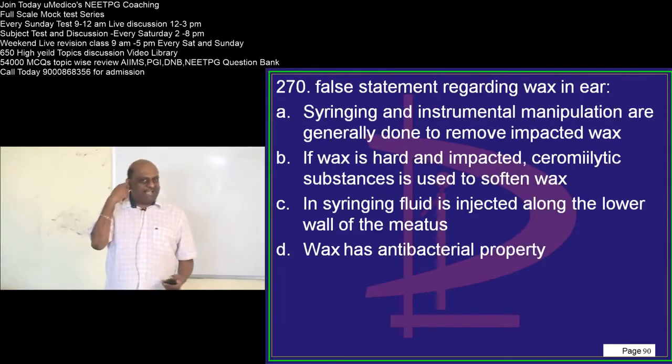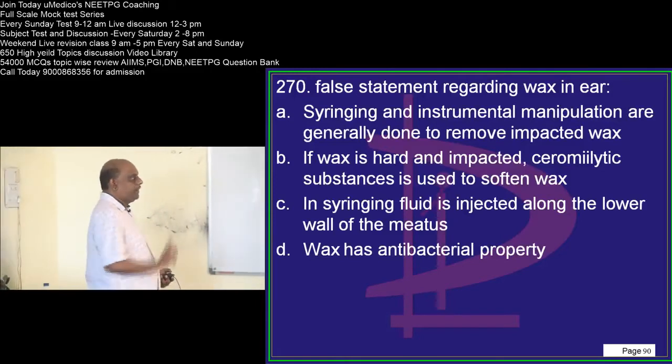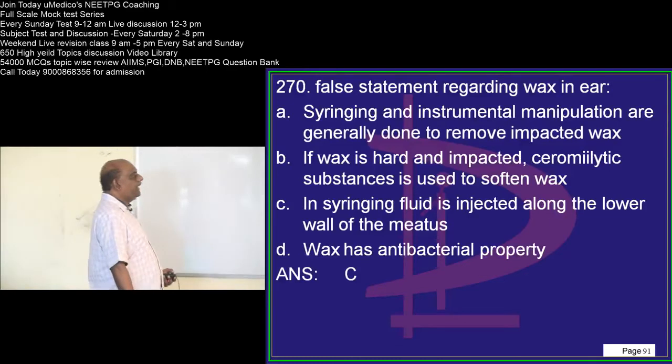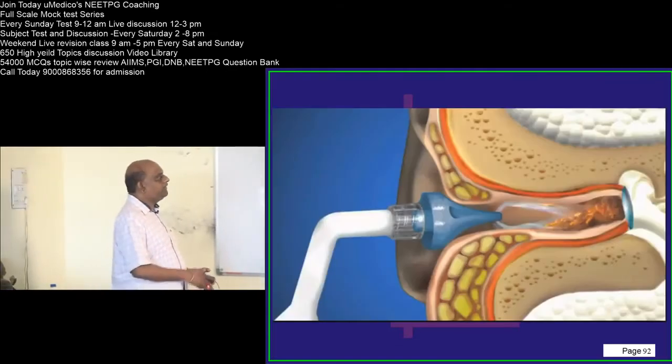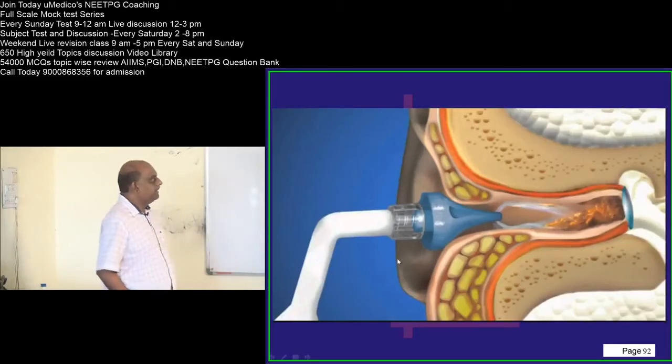With regard to the wax in the ear, how do you do syringing? Will you hit the upper or lower wall of the meatus? You don't hit along the lower wall of the meatus, rather the upper wall of the meatus is the one which you will be hitting.